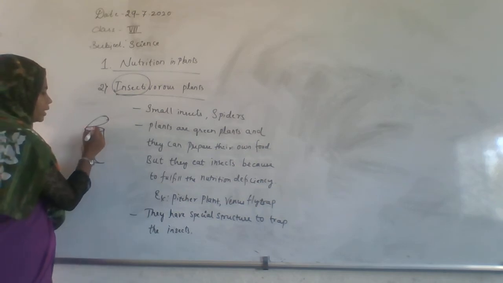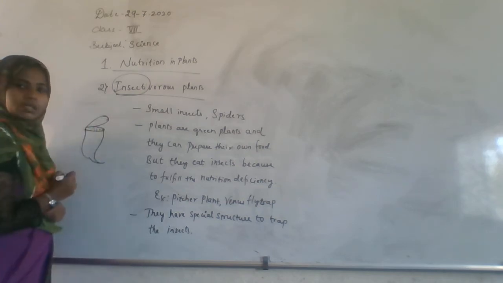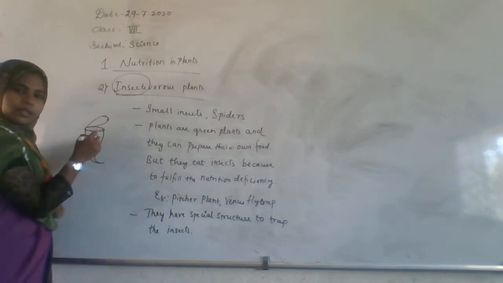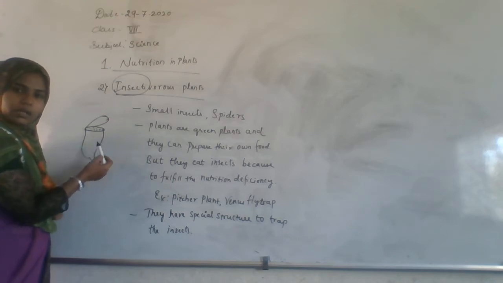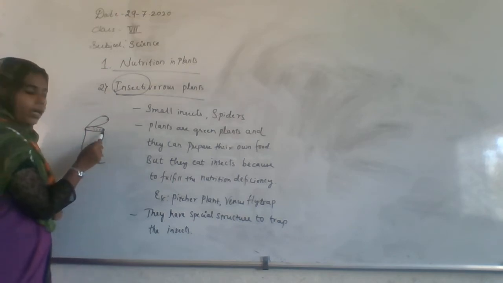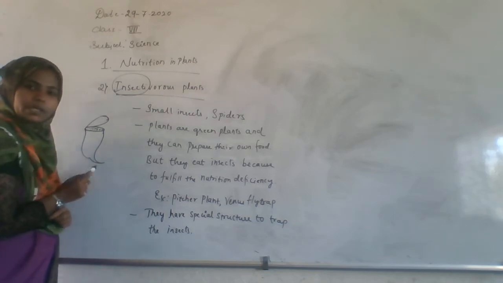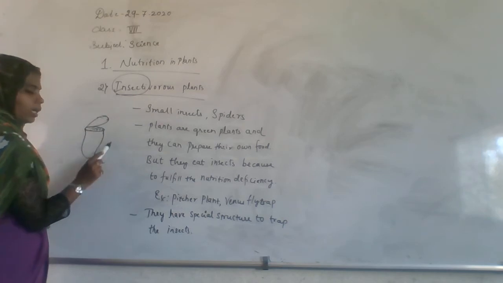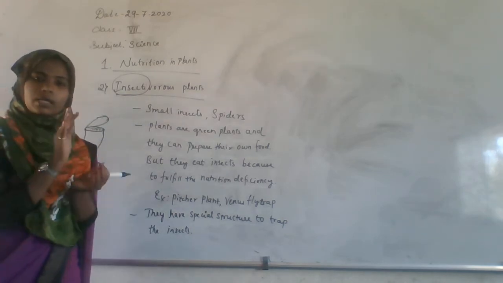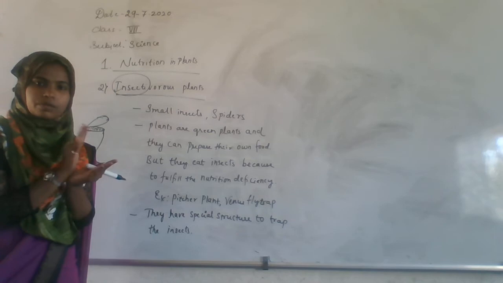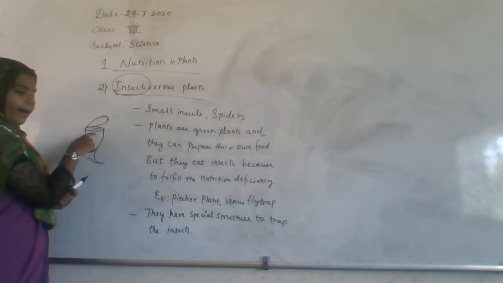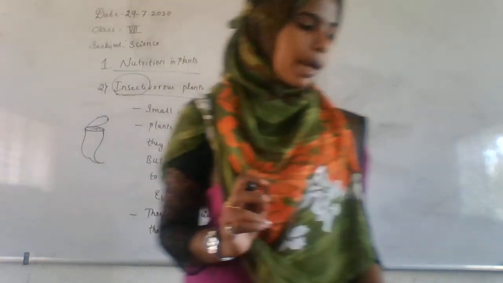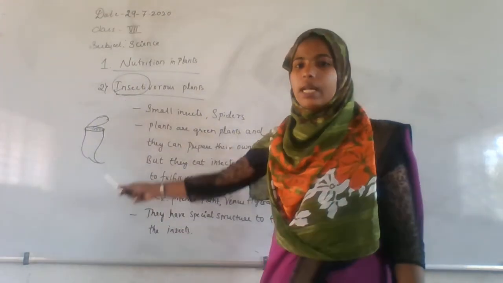What it will do, it is having some sticky liquid on its surface. Any insect, whenever they see any flower or any plant, they come and sit on this, and this liquid sticks to its feet. When it knows the insect has come, it will close the other vase-like part and eat this insect.